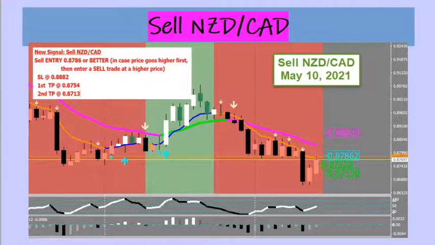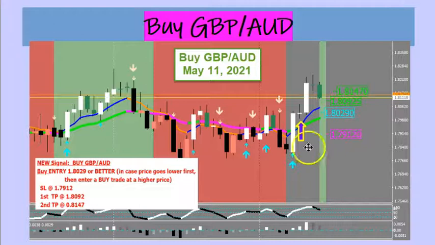Let's go on to our second big trade signal for the week. It was buy British pound, Australian dollar. And there's something else I want to teach you about this one. This one's really interesting too. So here is the signal. First of all, right here, this is the signal I saw on my charts.